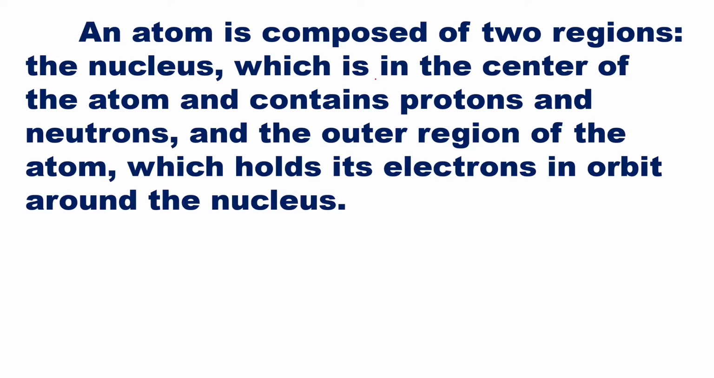Okay. So here the theory of the atom, as we have seen in the diagram, is that an atom is composed of two regions: the nucleus, which is in the center of the atom and contains protons and neutrons, and the outer region of the atom, which holds its electrons in orbits around the nucleus. This is a short theory of an atomic structure. We are doing this to understand what an electron is first.